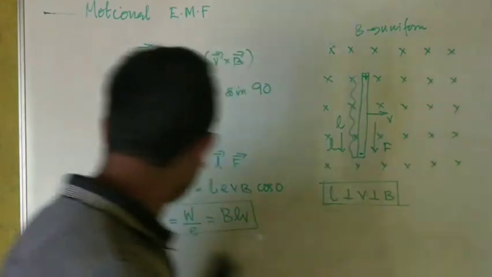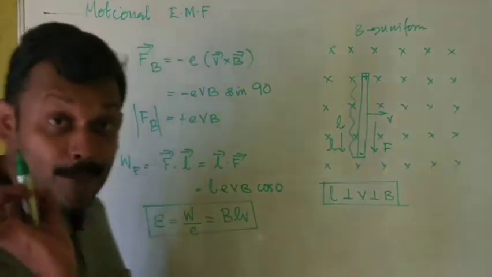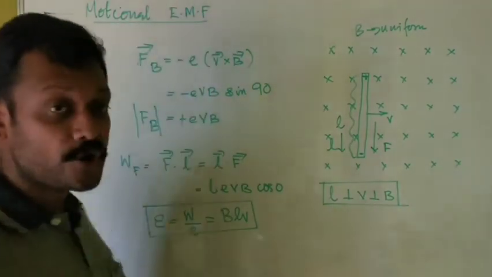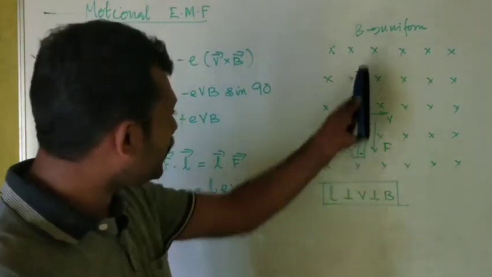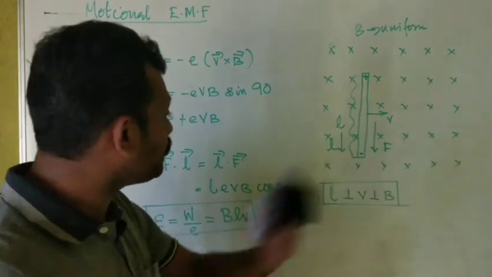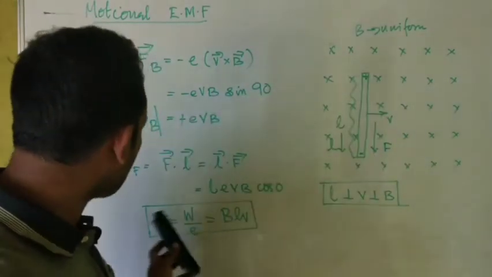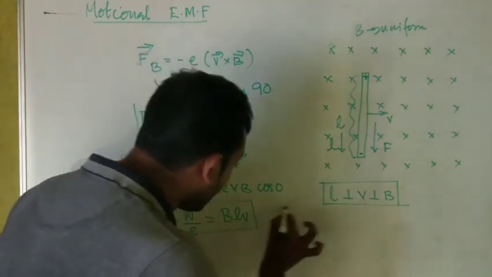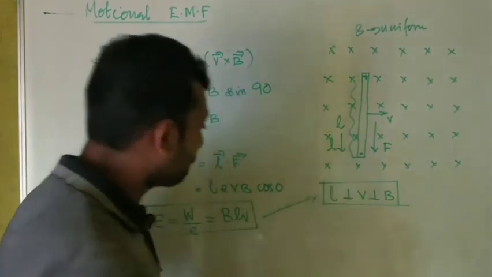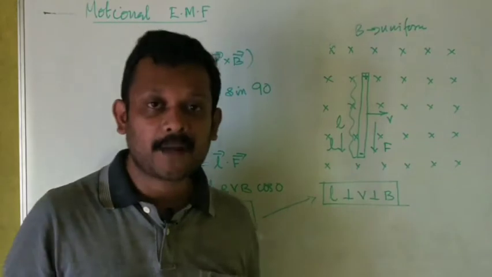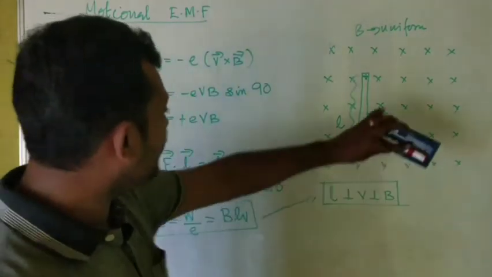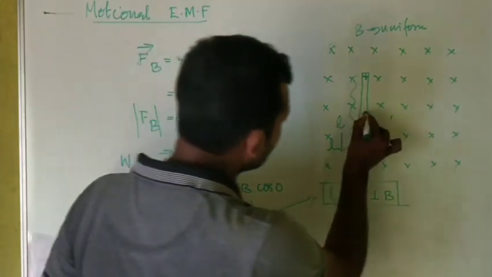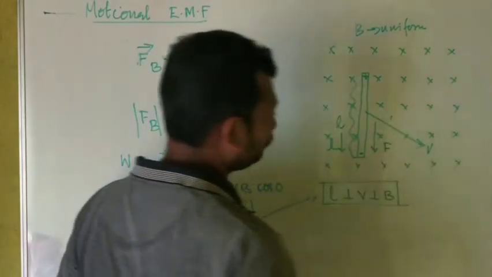Now this EMF on the rod is called the motional EMF. It is created between these two points. So this is the answer for the induced EMF. This expression is valid when L, V and B are perpendicular. Suppose instead the rod is given a velocity likewise.